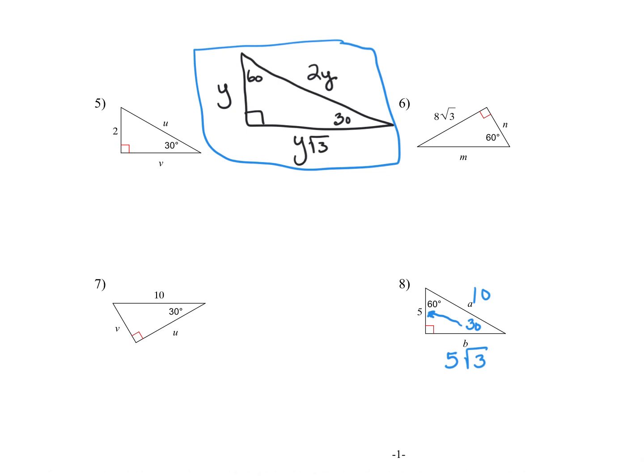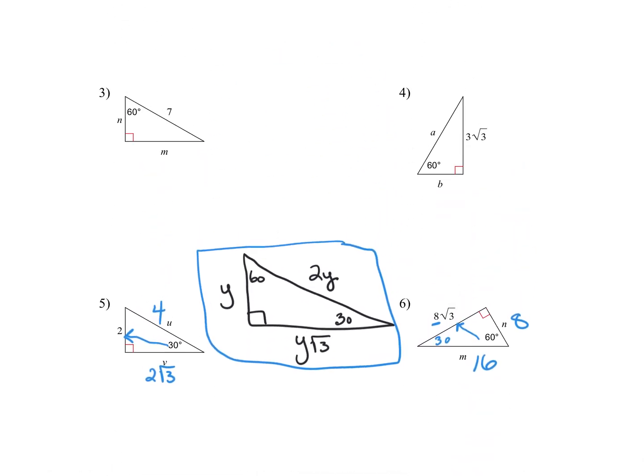If you look at number 6 here, the side opposite the 30 degrees is the 8 square root 3. Okay, so that means this is my y value. So the side opposite my 30 degrees, this is going to be 8. And my hypotenuse is double that, so this is going to be 16. Number 2, very similar. If this is 2, this is 2 square root 3, and the hypotenuse would be 4.